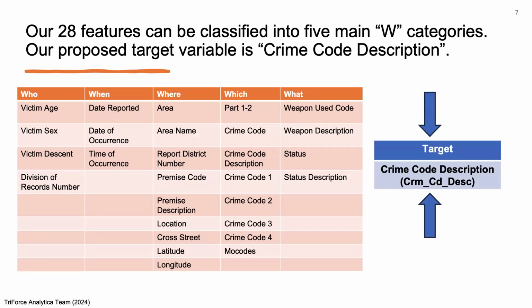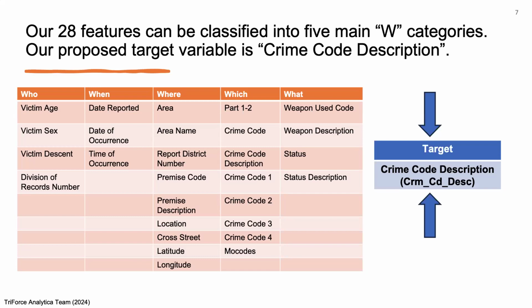Okay, here we classify our 28 features into 5 categories of W. We have who, when, where, which, and what. Who refers to who the victim of the crime is. We have the features like the victim age, victim sex, descent, which is race, and the division of records number. The when refers to the time or day that the crime happened. We have the features like the date it was reported, the date of crime occurrence, and the time of occurrence.